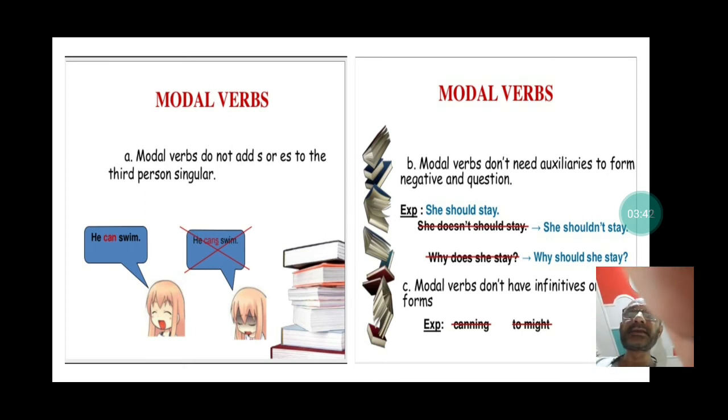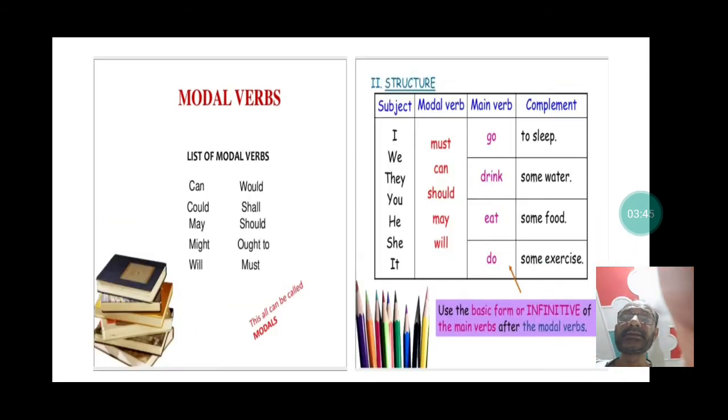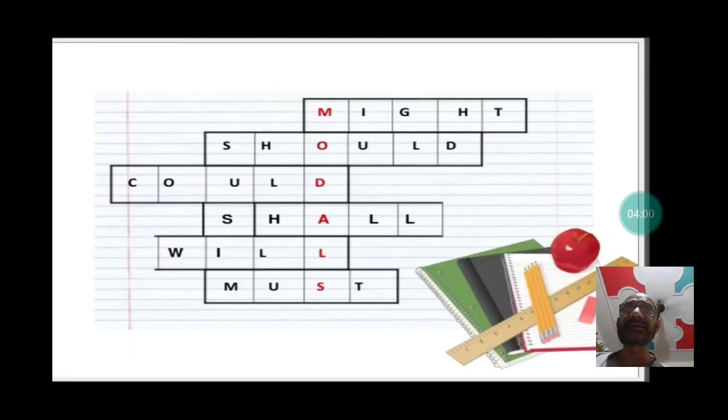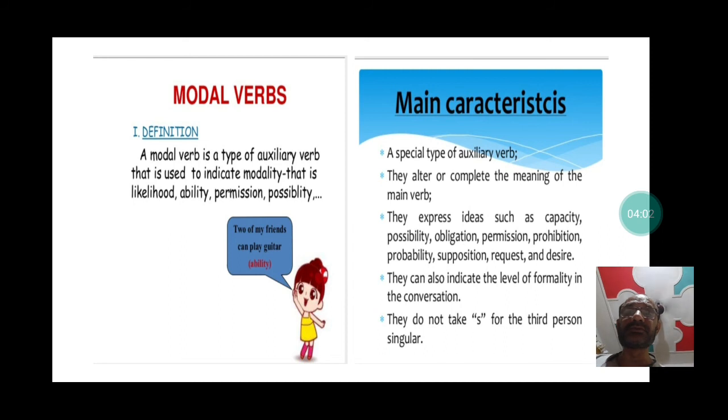The important thing to be noted here is the two ways we can go about it. Either we take the modals can, could, may, might, will, would, shall, should, ought, must, these 10 modal verbs, and we shall see how differently they can be used. As for example, can they be used as capacity, ability, possibility, obligation, permission, prohibition, probability, supposition, request and desire. All these 10 can be used for various things.